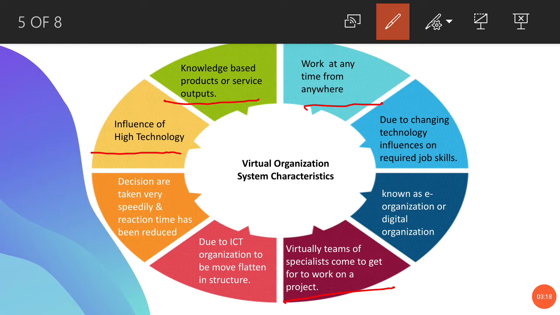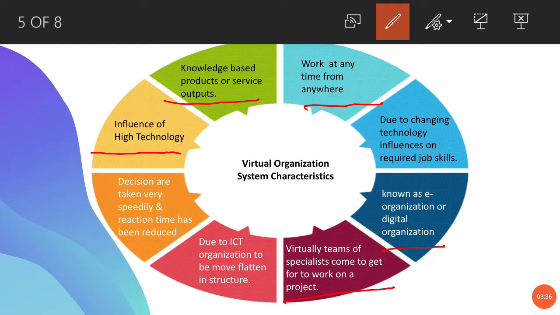The widespread availability of intranet, web-based technology, and fax facilities makes such arrangements possible. Virtual organization is also known as e-organization or digital organization.